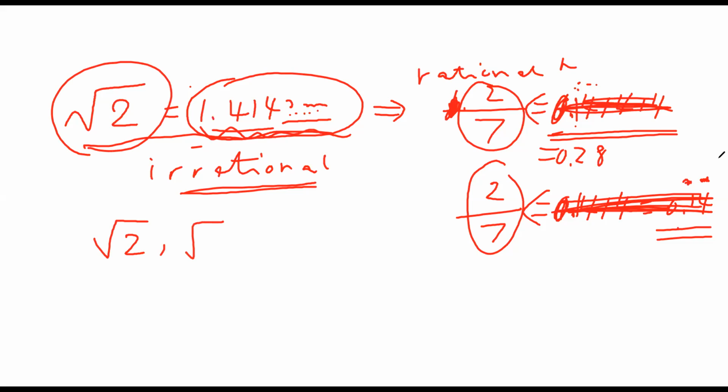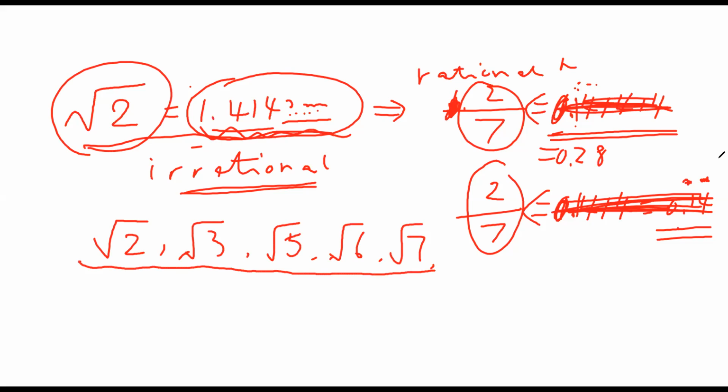Something like, say, square root 3, square root 5, square root 6, right? This square root 7. This is the most simplified radical. The number inside is a prime number, so they cannot be further simplified. But if they are something like this, what about 8?